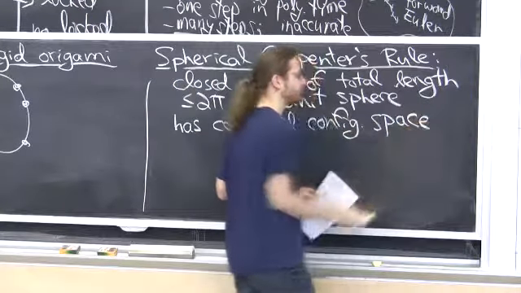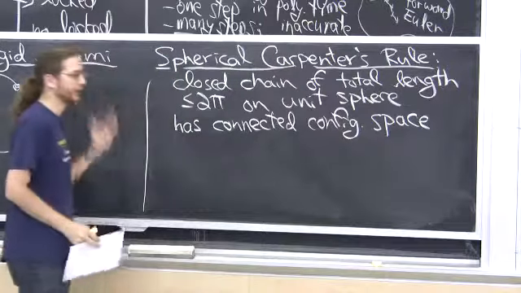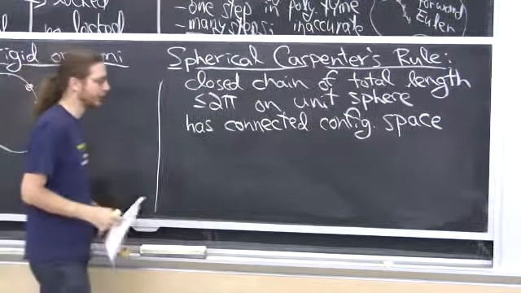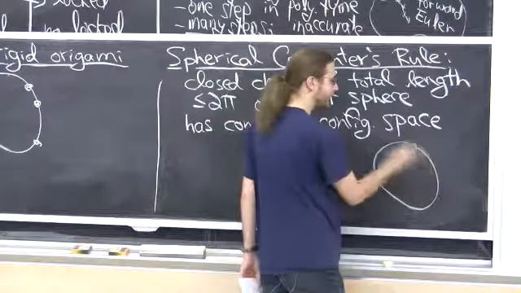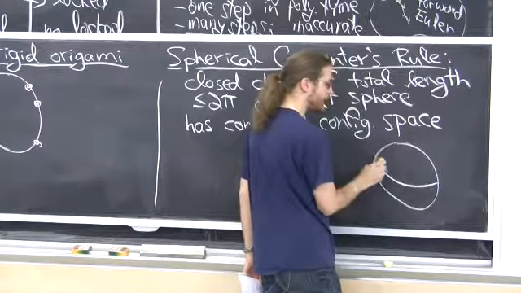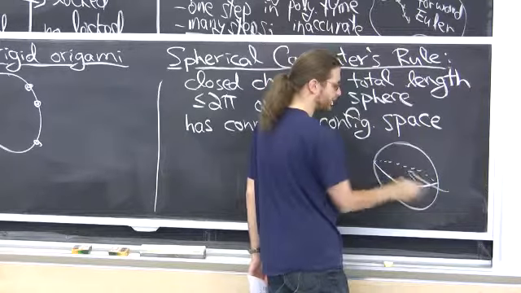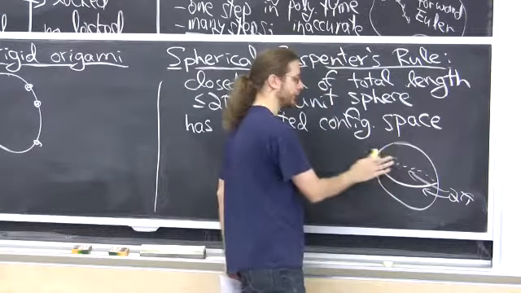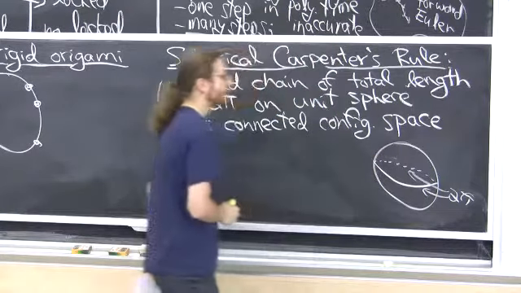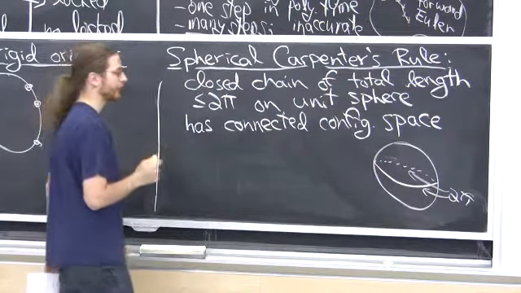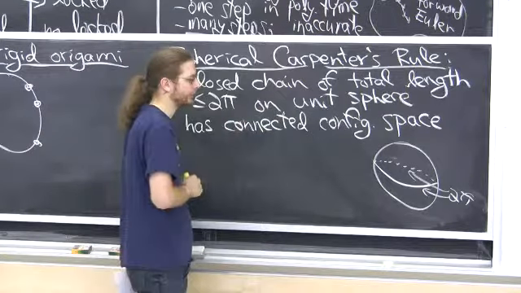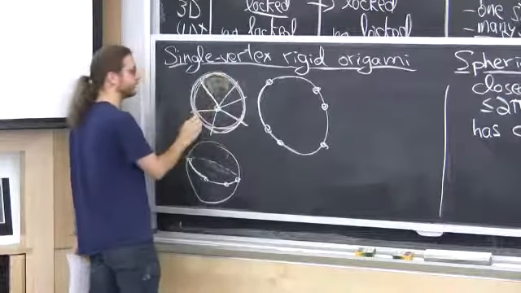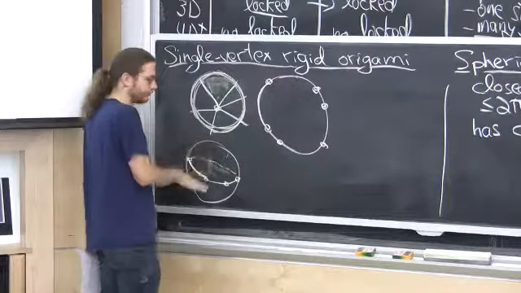So in the plane, a closed chain always had a connected configuration space. On the sphere, you need that the chain is not too long, because there's only a bounded amount of room on the sphere. The equator has total length 2 pi. Perimeter of the equator for a unit sphere is 2 pi. So we're just canonically making it a unit sphere. And 2 pi really corresponds to this situation, which is 360 degrees. That's how much total length we have. So it just fits in the equator.